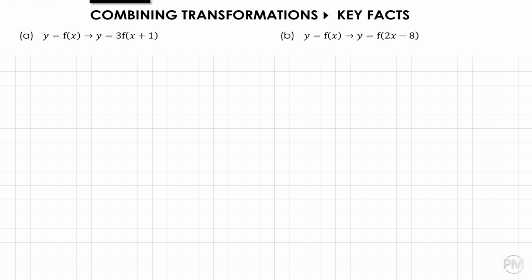In this question, we have two perpendicular transformations. The plus 1 is telling us to translate in the x direction, and the 3 is telling us to stretch in the y direction. That tells us that the order we do the transformations in will not affect the result.